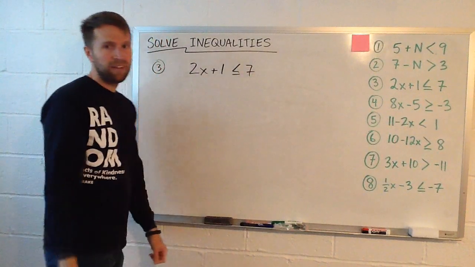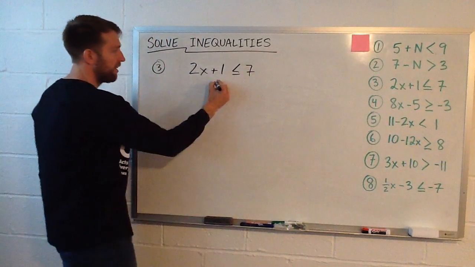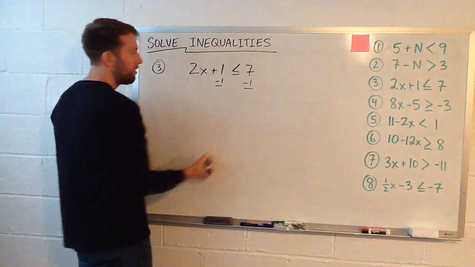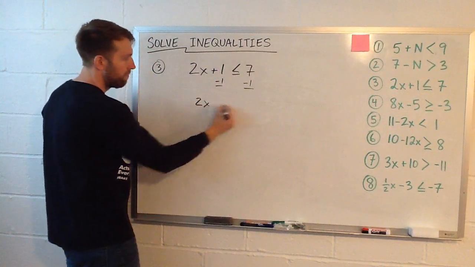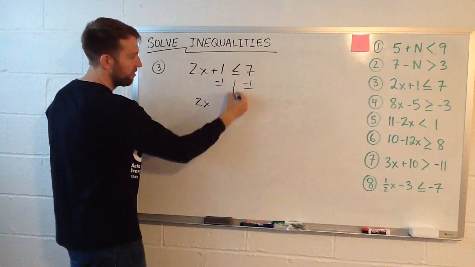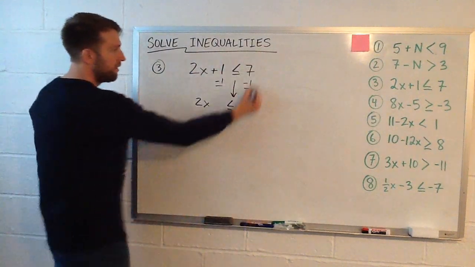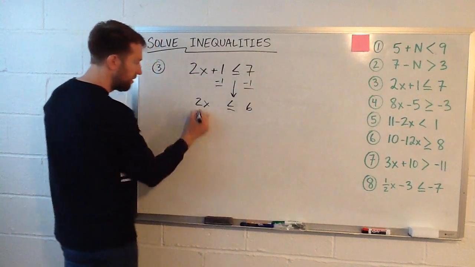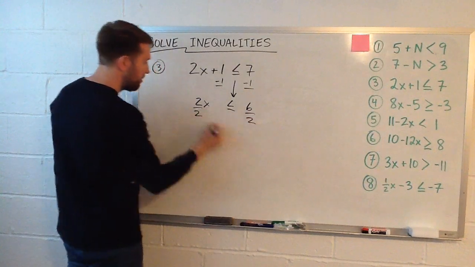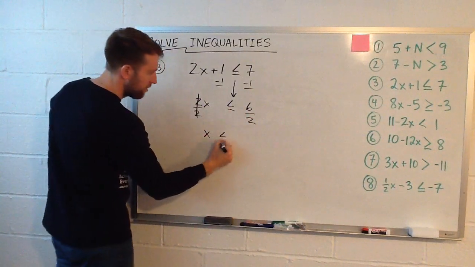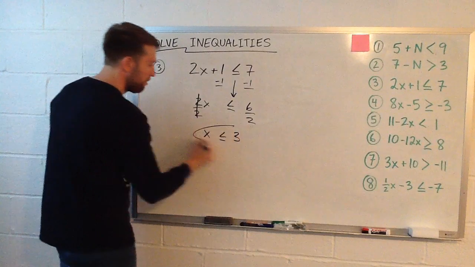We just pretend it's an equal sign. You just solve like you did in algebra back in middle school. You balance out your equation. You bring down this inequality instead of the equal sign. 7 minus 1 is 6. Divide by 2. X is less than or equal to 3.